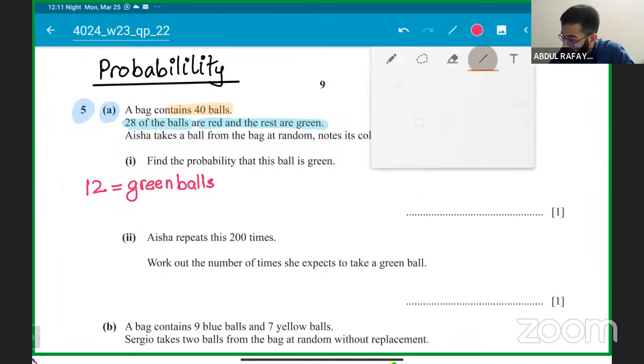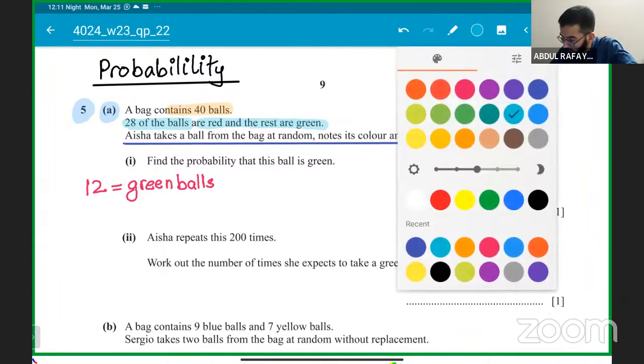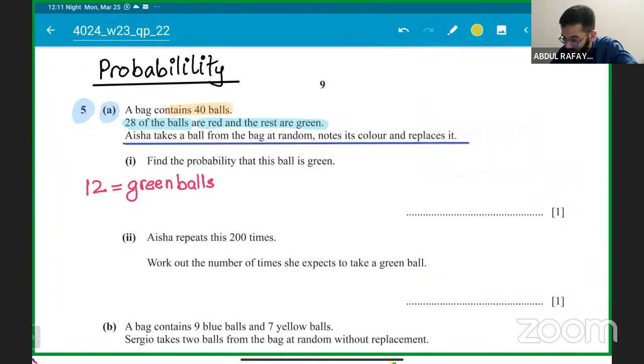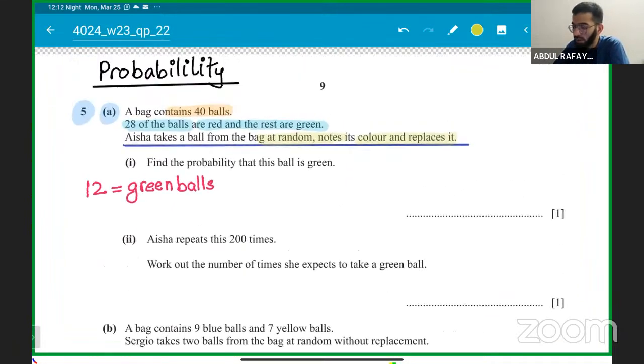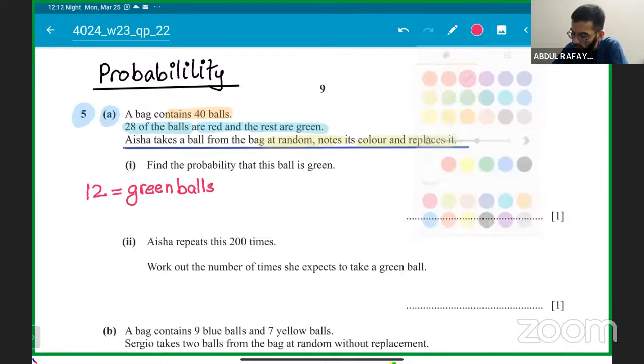So there is Aisha now. Aisha is taking a ball from the bag at random, noting the color and then replacing it. Very important, students. They are trying to trick you here. Taking a ball from the bag at random, noting the color of it, and replacing it means that this is basically with replacement. You are putting it back.